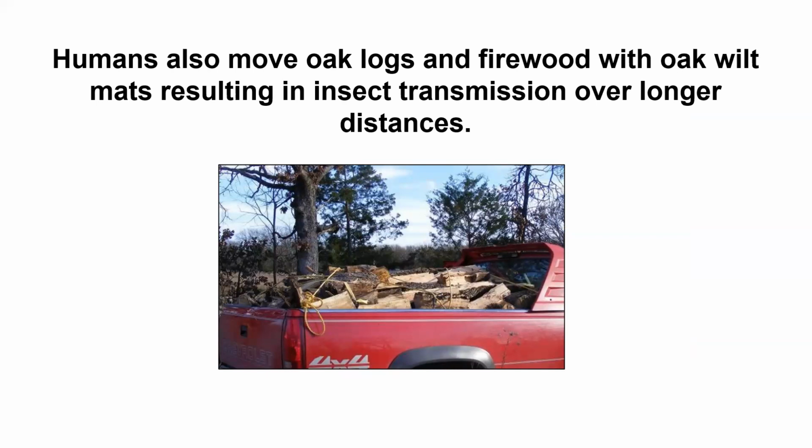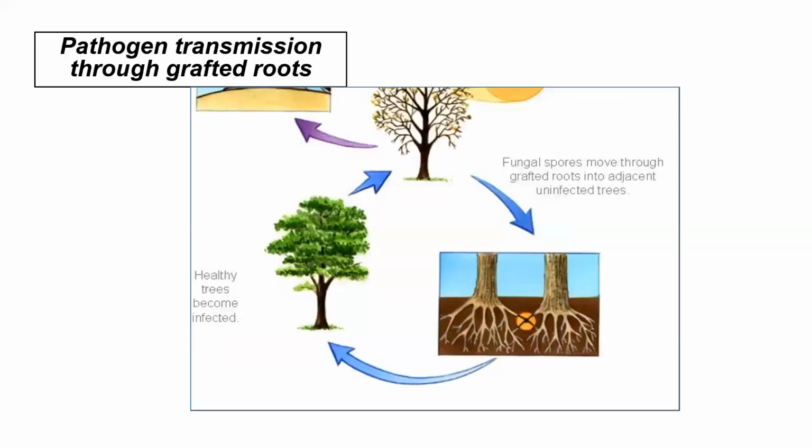Okay, I've already alluded to this, but humans can also mediate this insect transmission when they move oak logs or firewood with oak wilt mats, or ones that will eventually produce oak wilt mats. This can result in nitidulid beetles coming from those mats and going to the new site where the logs or firewood has been transported. So we've documented this in a number of cases for new establishment of oak wilt centers, some distance from the known areas that have been affected.